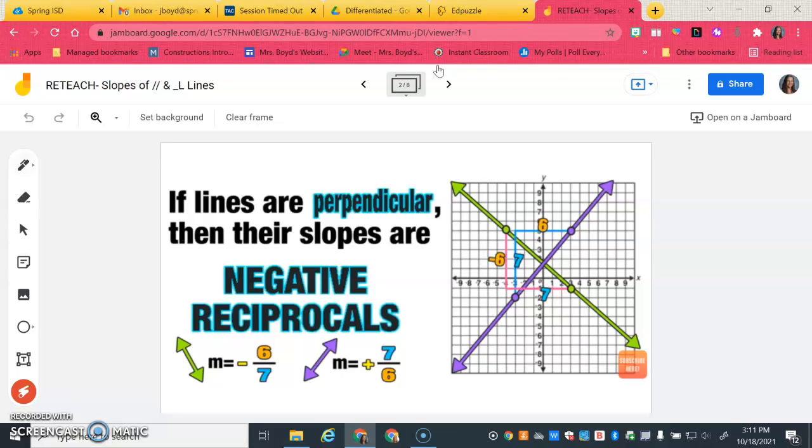To get the reciprocal, we're going to flip the numerator and denominator. So that's why the purple line is flipped, 7 over 6. And then we change the sign. If the green one is negative, then the purple one has to be positive. That's going to be one of the ways that they intersect. So perpendicular lines have negative reciprocal slopes. We flip the numerator and denominator, and then we take the opposite sign.